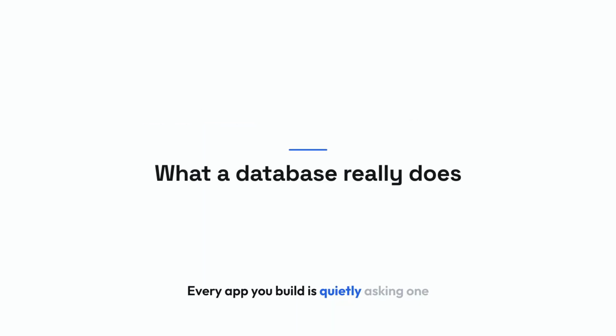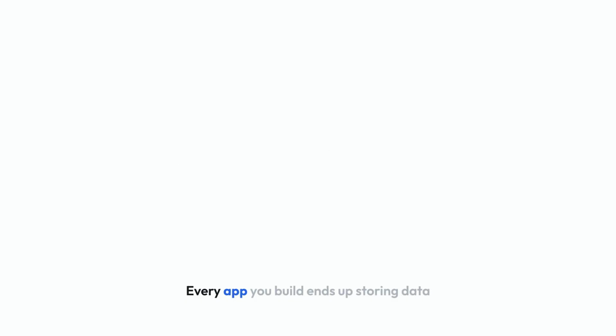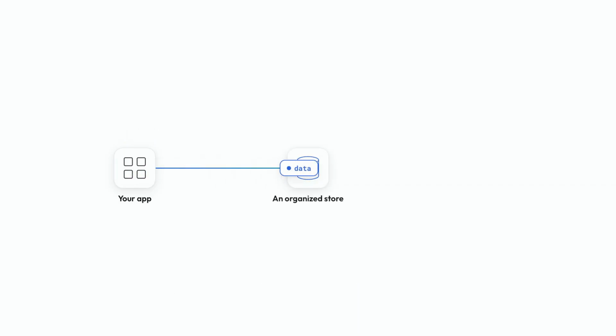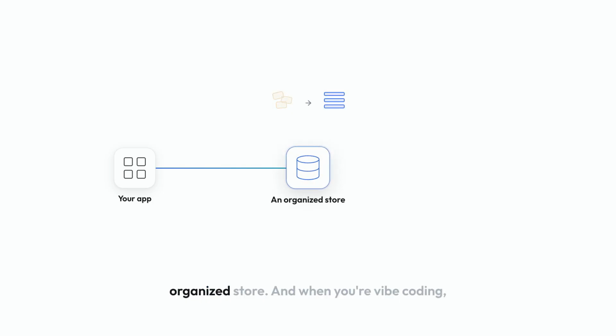Every app you build is quietly asking one question about your data, so let's start there before we split it into two. Every app you build ends up storing data somewhere. Your users, their orders, the photos they upload, all of it has to live somewhere. That somewhere is a database. But here's the thing, a database isn't just a warehouse where you pile stuff up. The whole point is how neatly you organize it as it goes in. So I like to think of a database as an organized store.